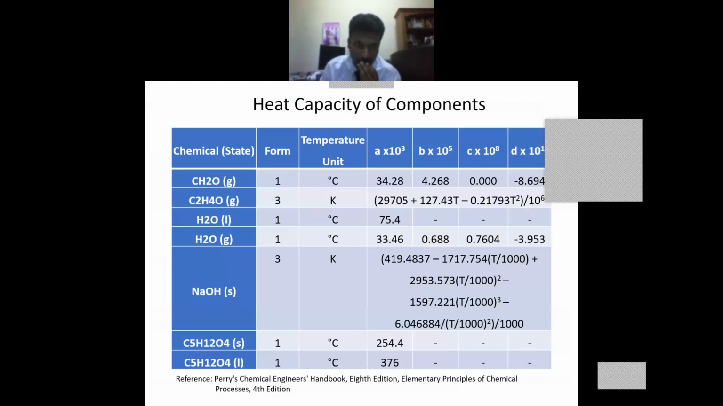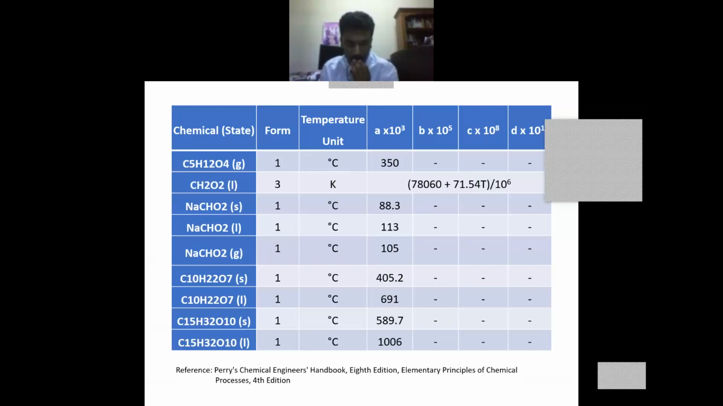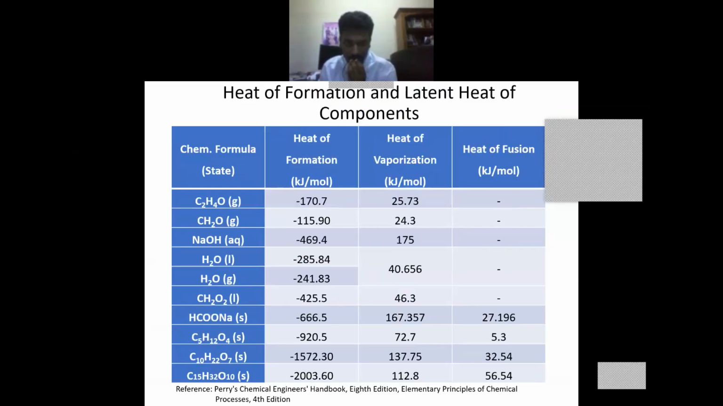These are the values for the heat capacity coefficients. We got the values from two sources, Perry's Chemical Engineers' Handbook and also Felder's Elementary Principles of Chemical Processes.